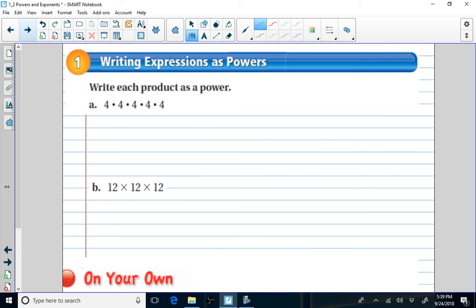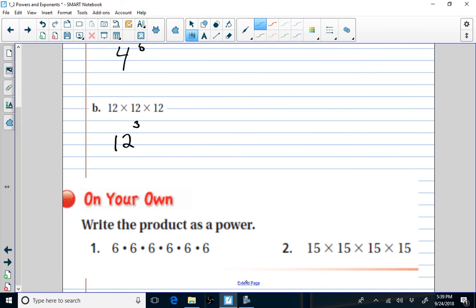Okay? If I'm writing each of these products as a power, I'd stop the video and try to do these on your own. But I'm going to go through each one of these. Your base number here is 4, and 4 is being used as a factor 1, 2, 3, 4, 5 times. So this would be 4 to the 5th power, or 4 to the power of 5. In example B, your base number is 12. That's what's being used as a factor. 12 is being used as a factor 3 times. So I'd read this as 12 to the 3rd power, or 12 to the power of 3.